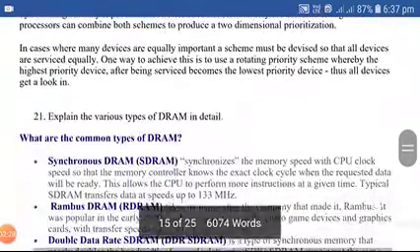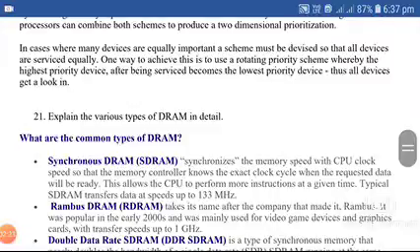In cases where many devices are equally important, a scheme must be devised so that all devices are serviced equally. One way to achieve this is to use a rotating priority scheme, whereby the highest priority device after being serviced becomes the lowest priority device. Thus all devices get a look-in.